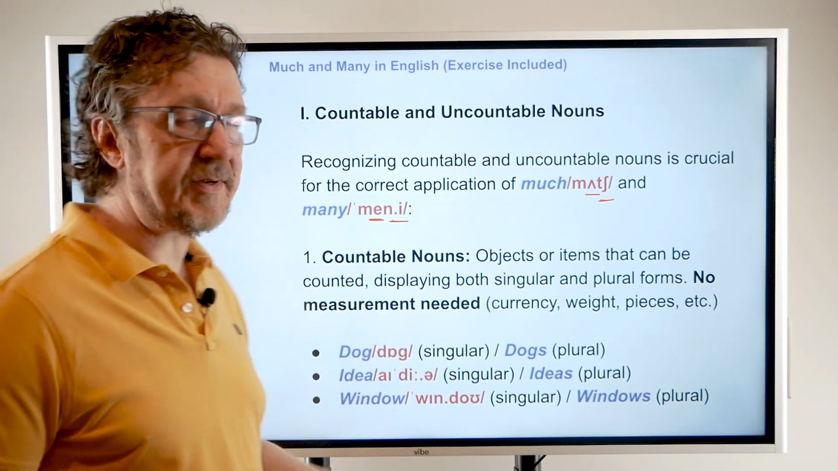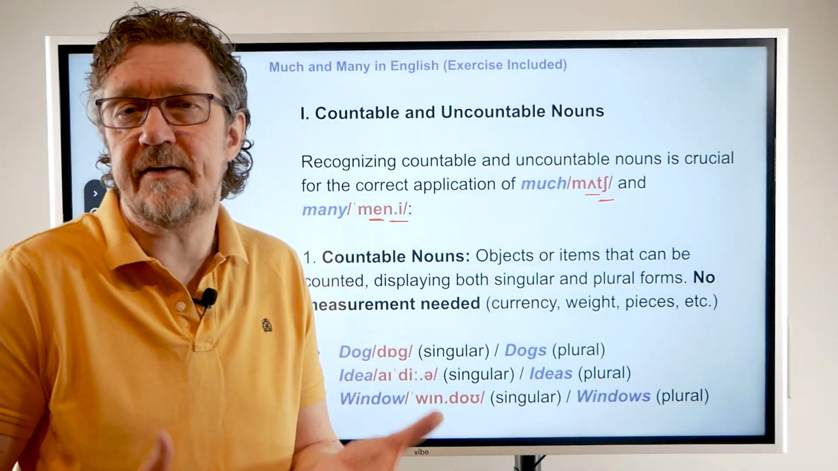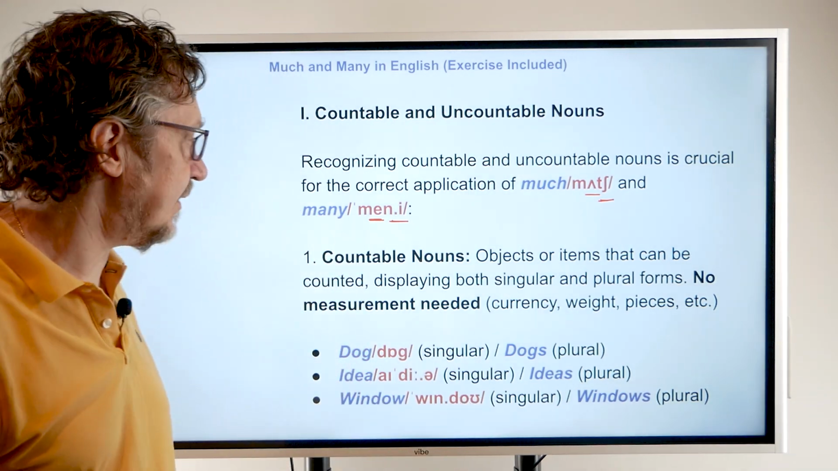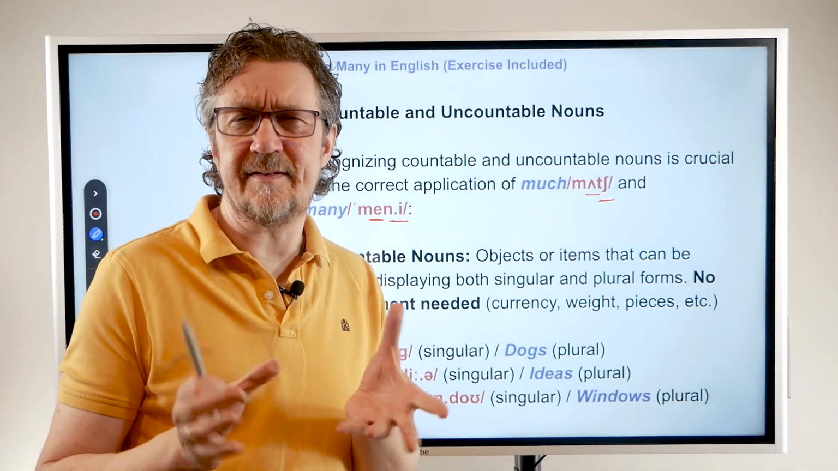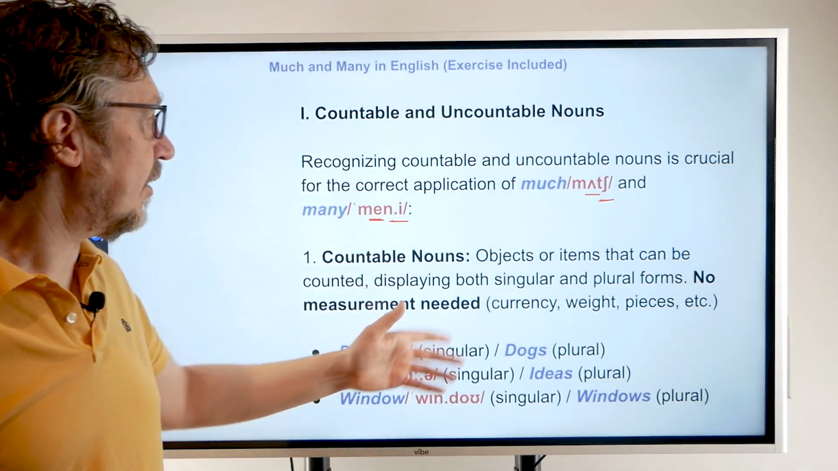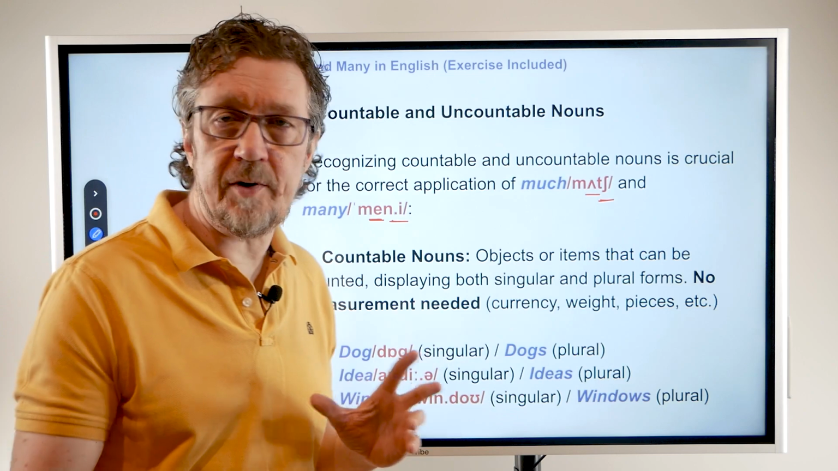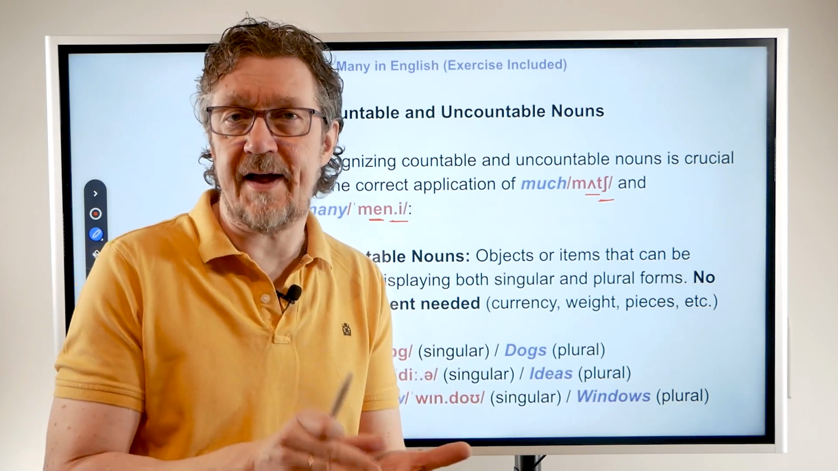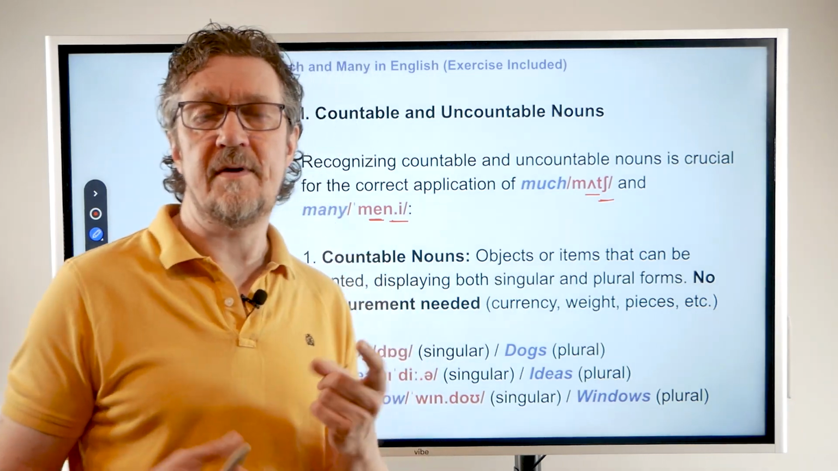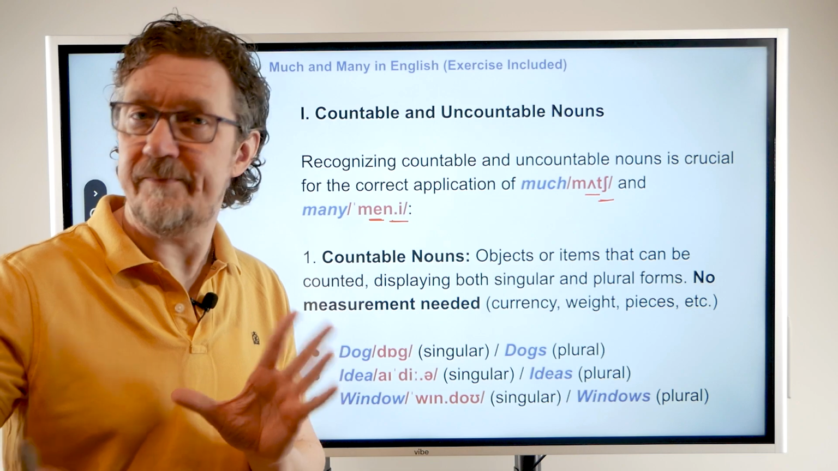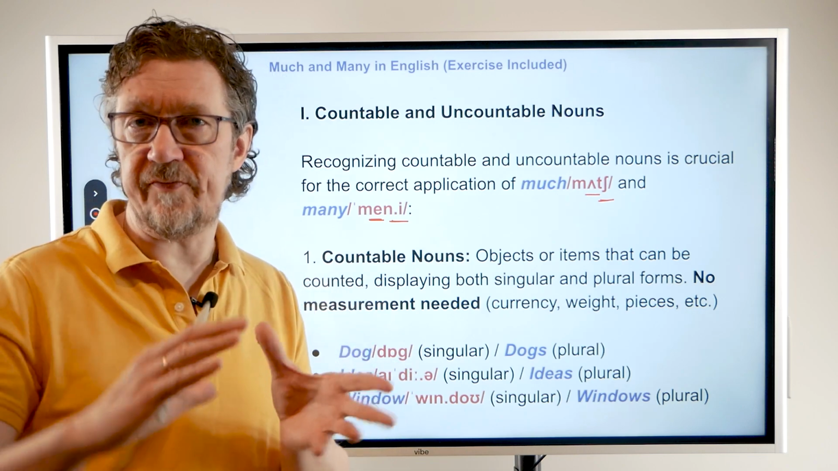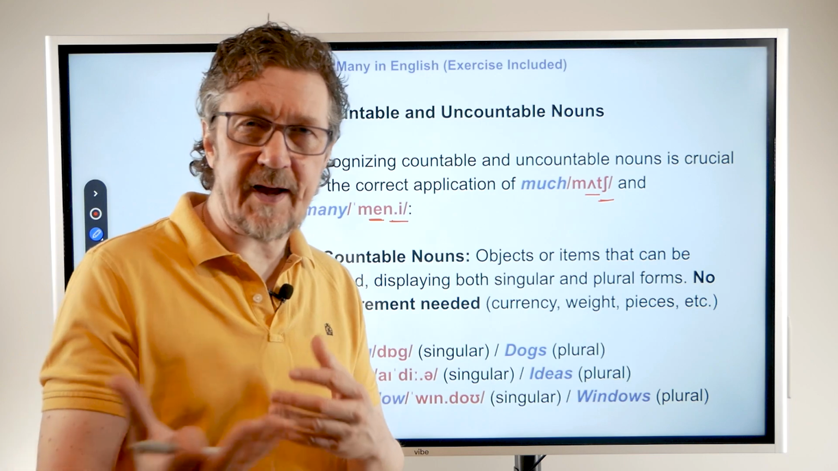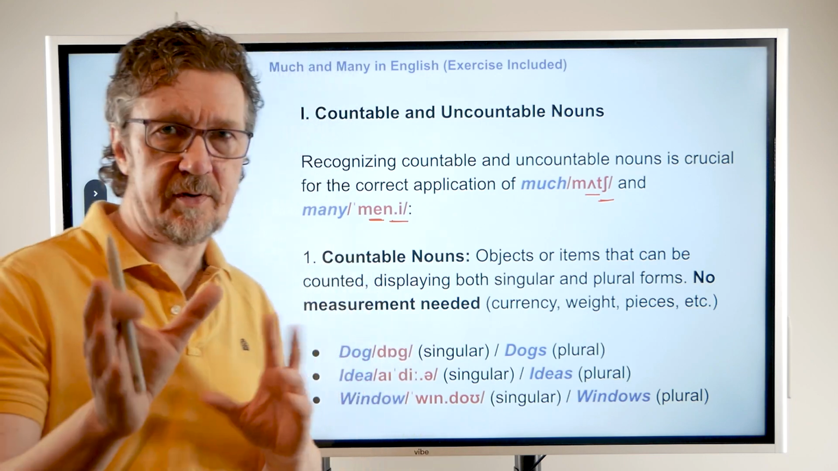Right, so countable nouns. Let's have a look. Objects that you can count. Okay? Objects or items that can be counted. And this is why it's very important to understand this simple difference between the two. So, displaying both singular and plural forms. So even if it's something that can be counted and there's one of them, remember that if there's many of them, using many there, you will be able to just add a plural form to it. And you'll find that uncountable nouns don't have a plural form, but we'll come to that in a minute.